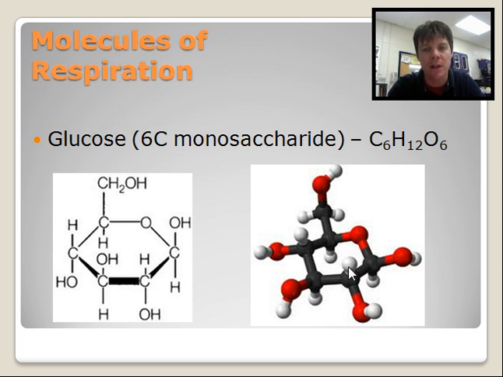Here's another representation. In this representation, the black spheres represent carbon atoms. Red is for oxygen. White is for hydrogen. So you can actually see that these match up pretty well. Here's a carbon, that is this location right here. This oxygen is this atom right here. This carbon is located right here.